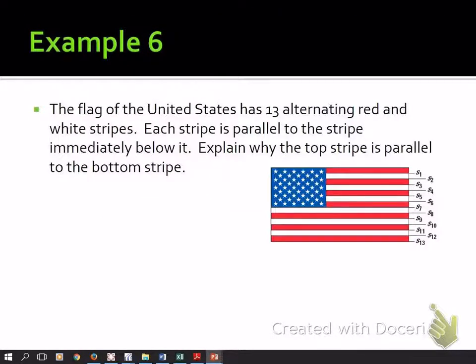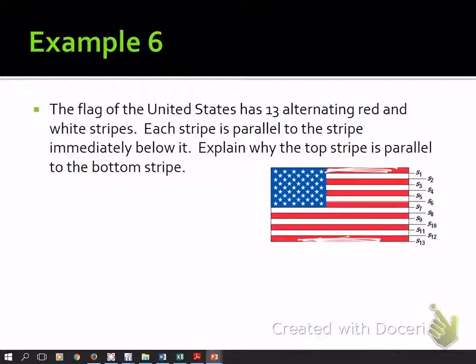So, for an example, the flag of the U.S., right, has 13 alternating red and white stripes, right, for the 13 original colonies. We know that. Each stripe is parallel to the stripe immediately below it. Explain why the top stripe here is parallel to the bottom stripe, right?